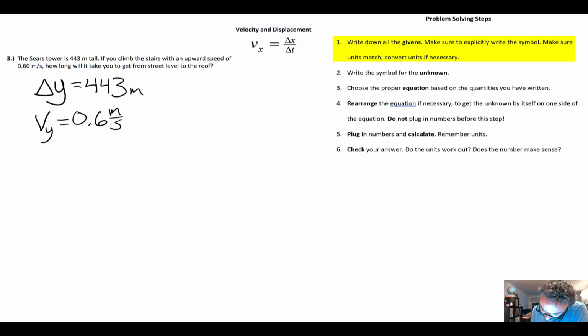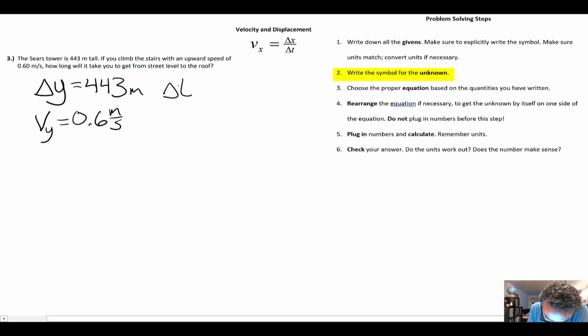And we don't need to convert any units in here because our velocity is in meters per second and our displacement or delta y is in meters, so we can move right on to step 2 and write down the symbol for unknown. The question there is how long it's going to take to get up there, and how long is a delta t, or an amount of time, right? Symbol for time is delta t, so delta t is our unknown here. So now we go on to step 3, which is to choose the proper equation based on the quantities you've written. Of course, we know the only equation we have at this point is Vx equals delta x over delta t. But again, I'm going to use y instead of x because we're talking about vertical motion.